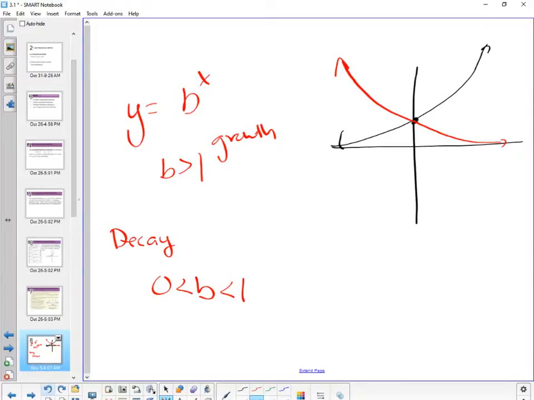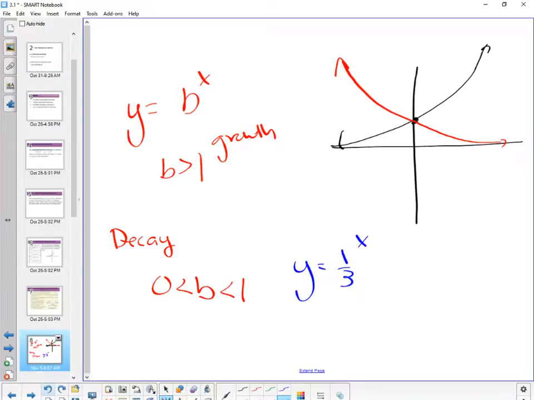So what we're really looking for is for b to be a fraction. If I say, I'll use another color, y equals 1/3 to the x, then that's going to give me that exponential decay. Because I'm always taking a third of the last part, a third of the last part, a third of the last part. Therefore, it's going to get smaller, smaller, smaller, faster.